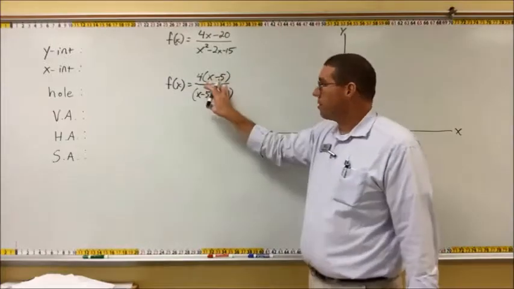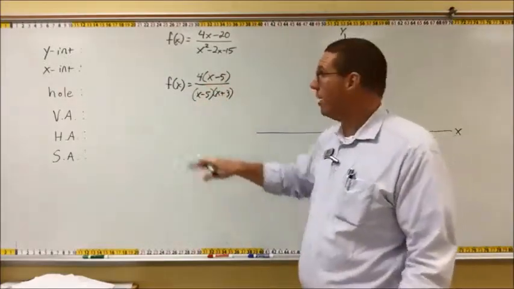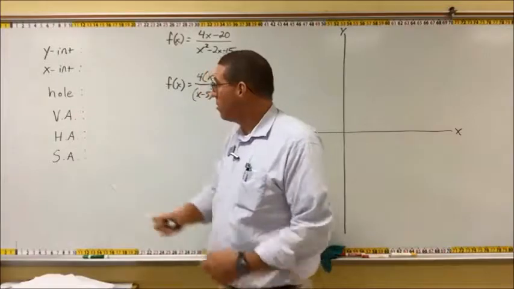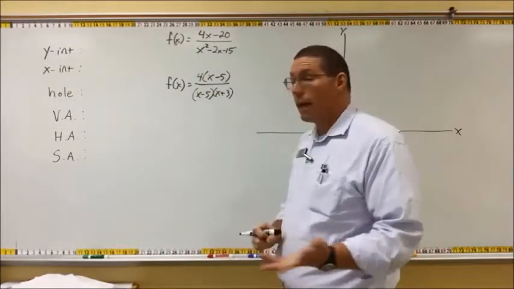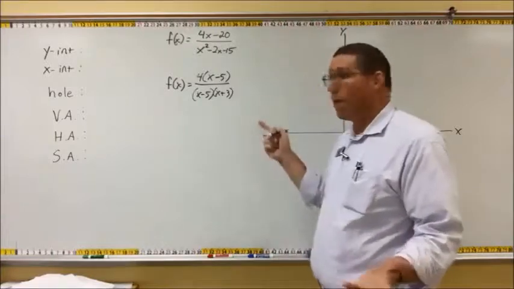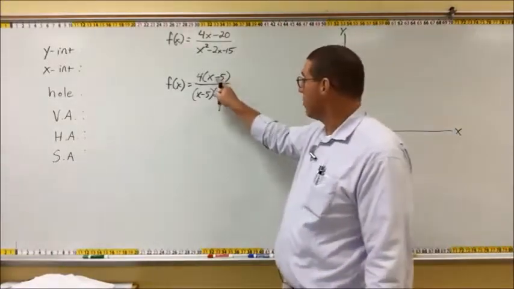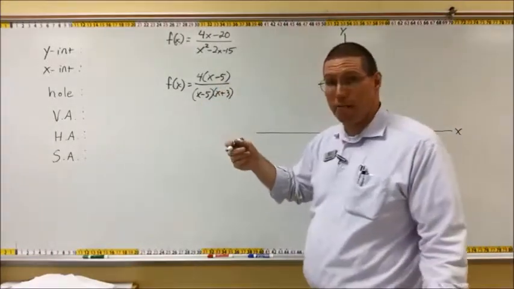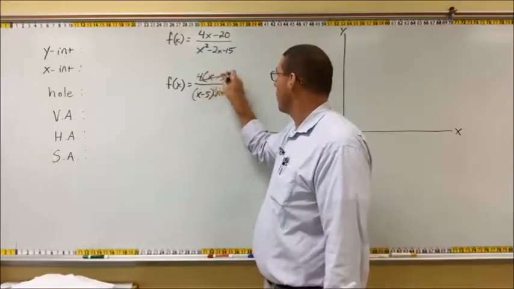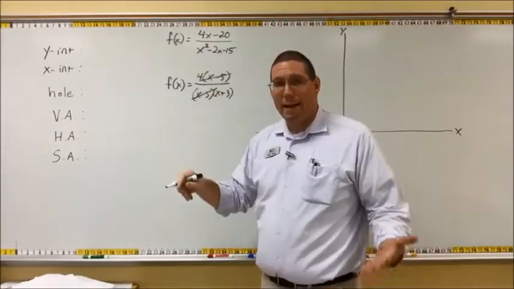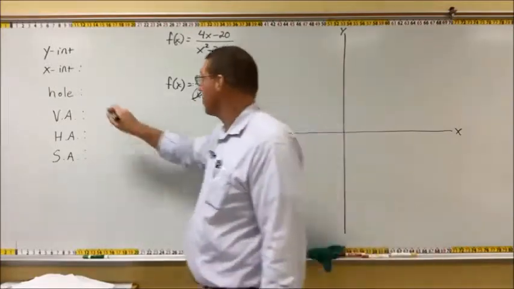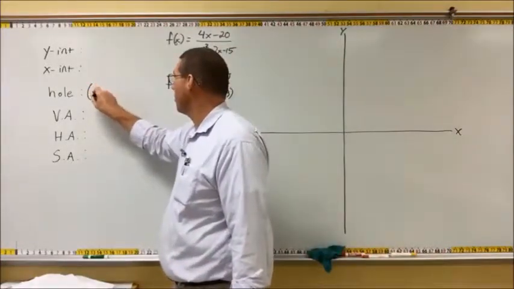And now with this in factored form, it's easier to identify all of these qualities. The first thing we can see right away is that there is a hole, because there's an x minus 5 in the numerator and an x minus 5 in the denominator. So we can cross that out, and we know that there is a hole at x equals 5. So over here we're going to say there's a hole at x equals 5.